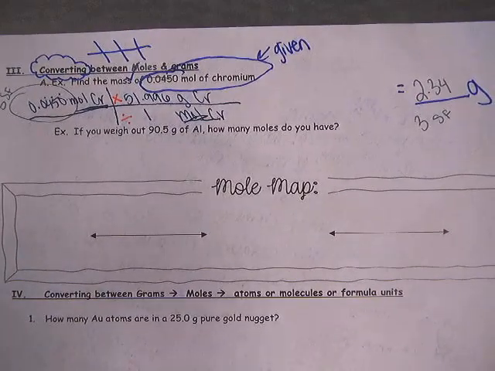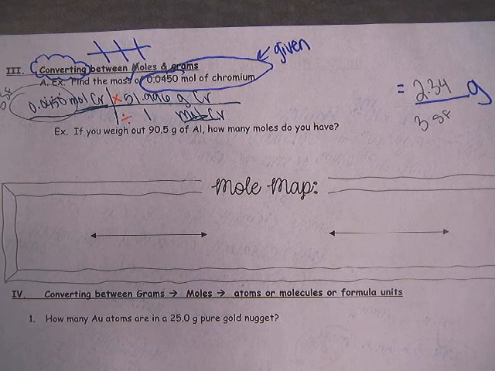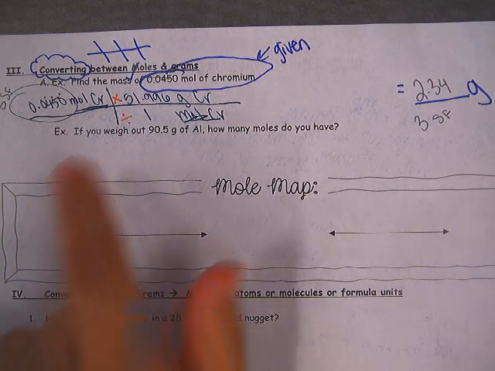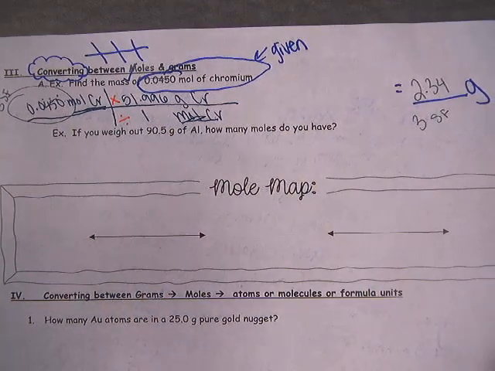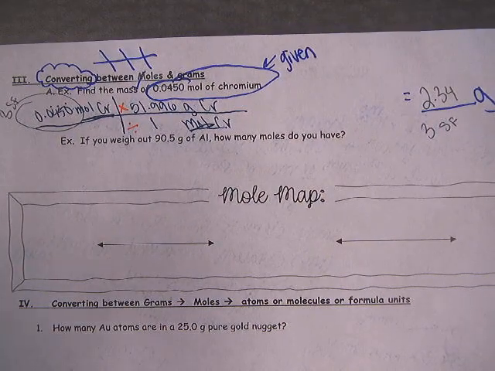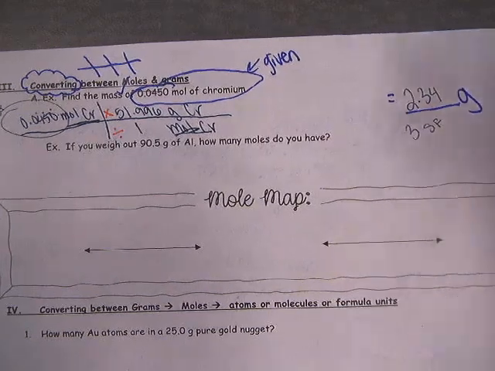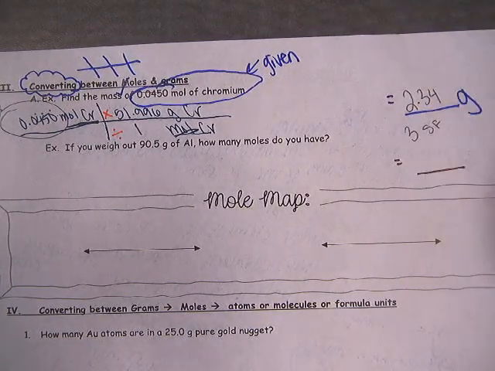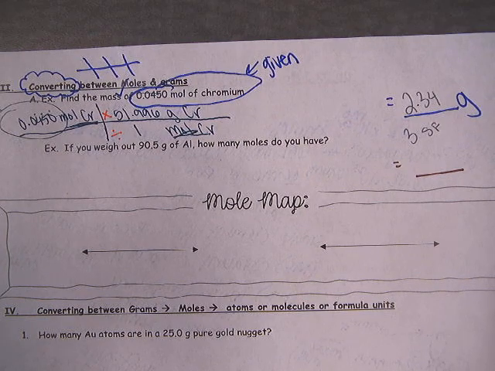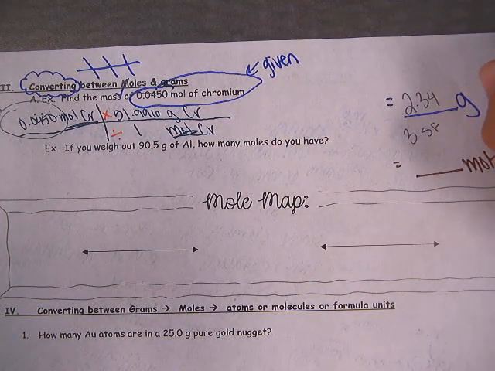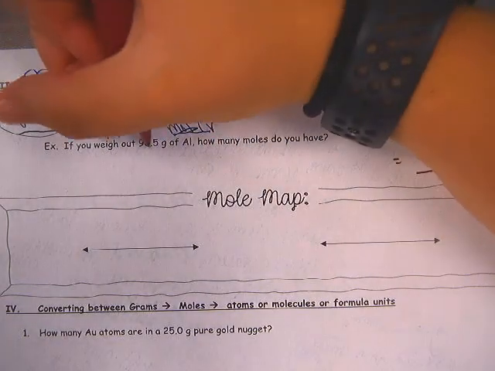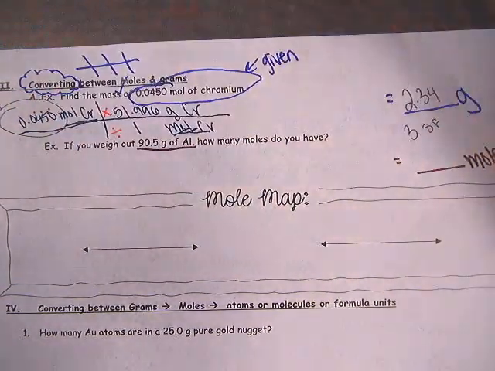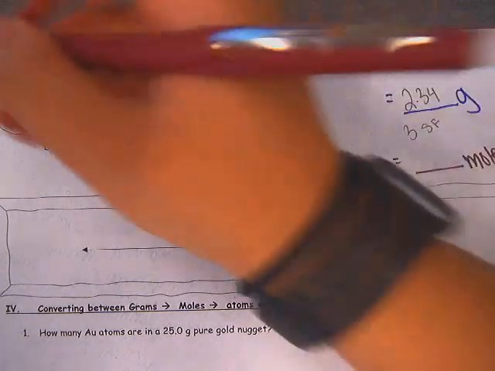And then before we pack up, I want to do one last question and then we are done. The example says, if you weigh out 90.5 grams of aluminum, how many moles do you have? So in this question, what unit are we looking for? What are we trying to end in? Moles. And my starting information is still going to be my given. So 90.5 grams of aluminum.